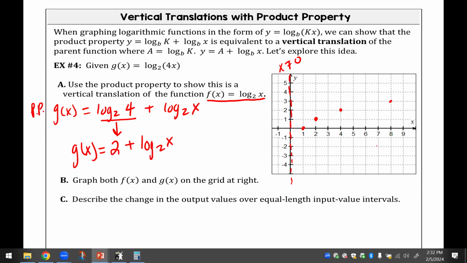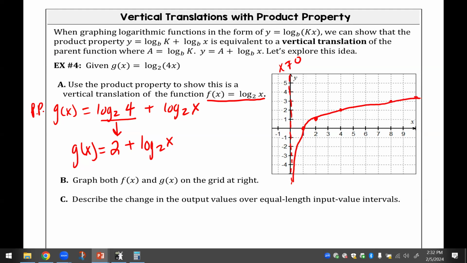I didn't put random numbers. The log base 2 of 1 is 0. 2 to what power is 2? 2 to what power is 4? 2 to what power is 8? For g of x, we're not going to plug in anything.